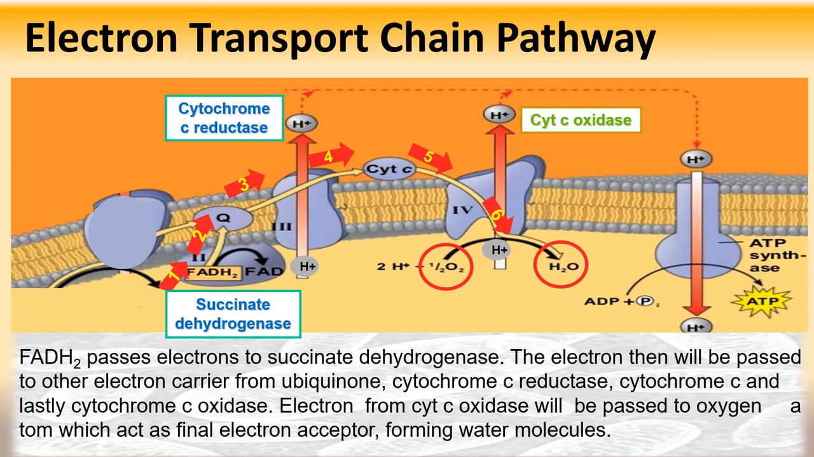We can see that for FADH2, there are only two places involved in the pumping of proton: at the cytochrome C reductase complex and cytochrome C oxidase. This explains why the production of ATP differs between the NADH and FADH2.